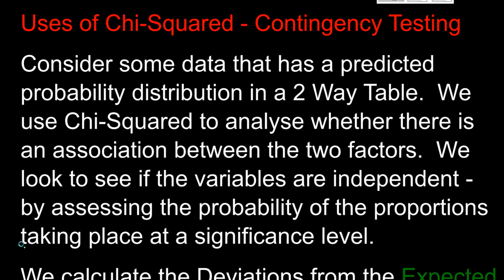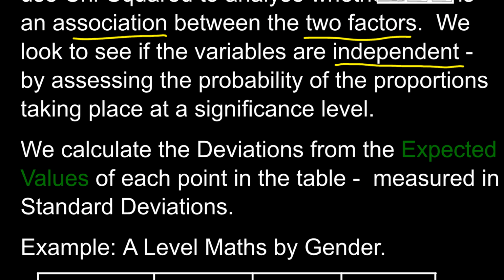Well, we quite often use it in contingency testing, where we have a two-way table and we're interested in whether there's an association between the two factors in the table and whether they are in effect independent. And we're going to do that by looking at the amount of variance there is in the results. So let's have a look at an example.